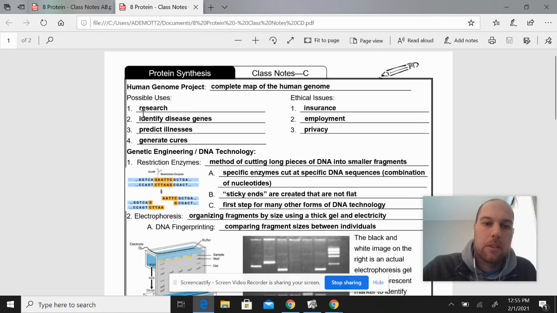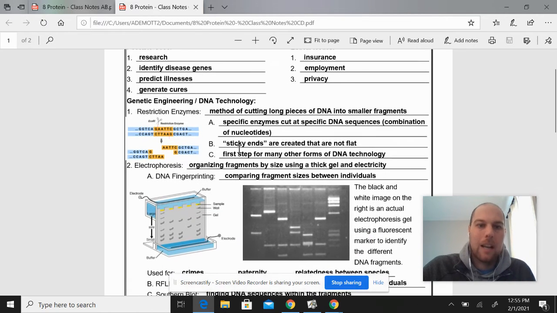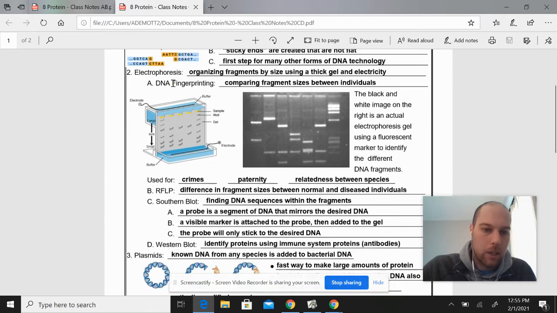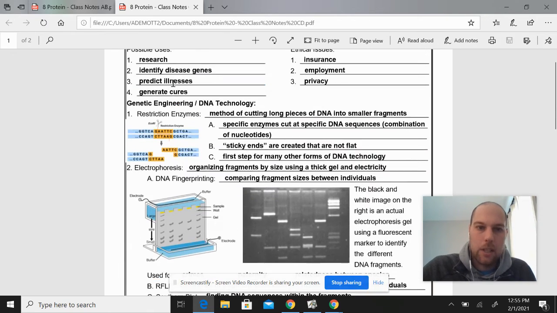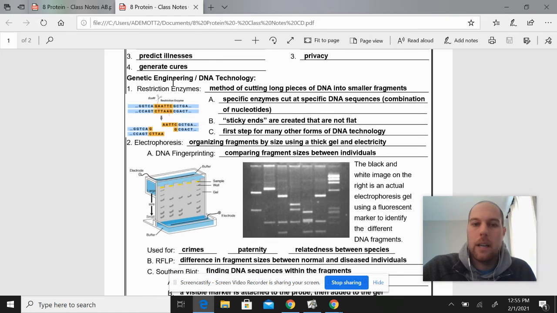You can see why it would be so important: predict illness, cure illnesses, identify disease genes, genes that cause whatever. It was really important work. It basically changed the face of genetic illness and medicine, and was a huge boost. It gave us a lot of things that we did not have before. And listed here is a bunch of technologies, right? Some we talked about in class, not a lot.